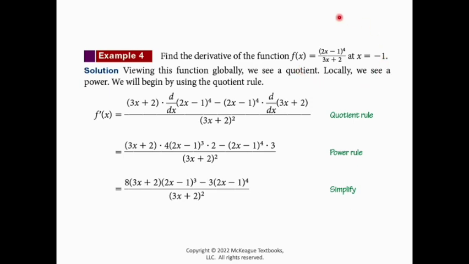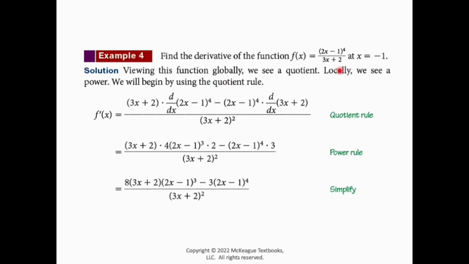So looking at this function here, we have a function that is a rational function. So we're going to use the quotient rule, but because we additionally have that inner function, we have 2x minus 1 all being raised to the fourth rather than just x to the fourth. We're going to have to apply the chain rule with the quotient rule.